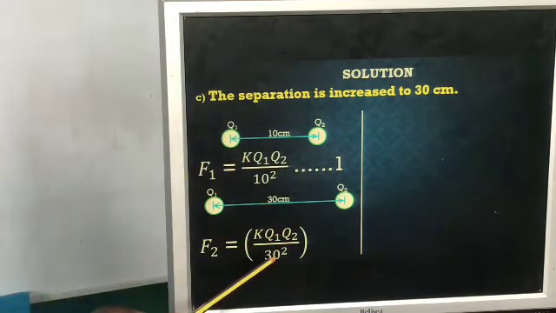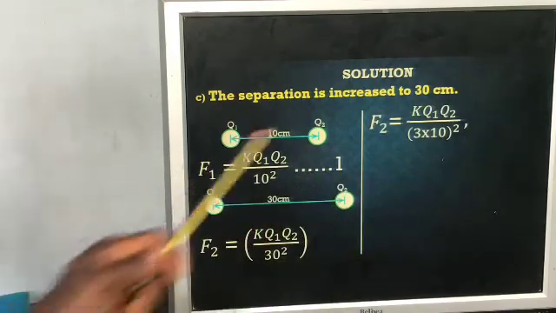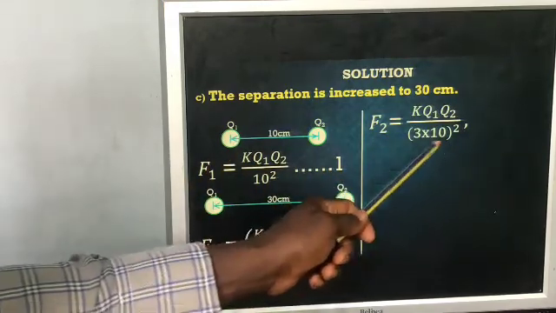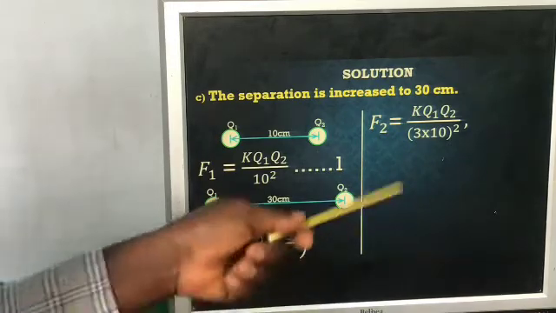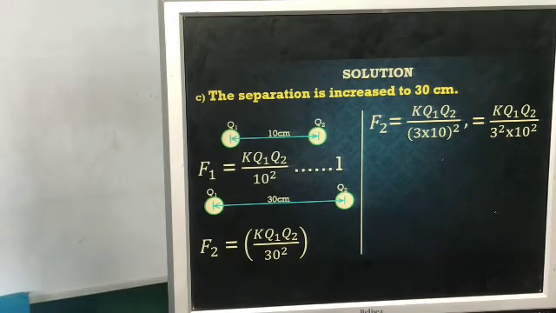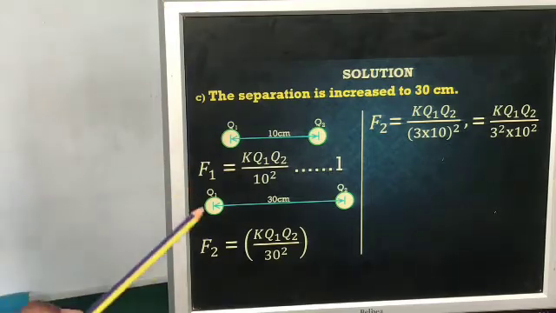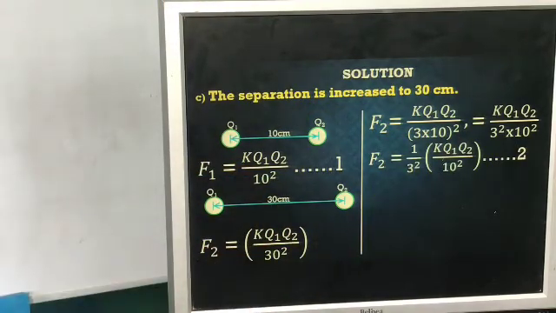Let us not be in a hurry to square the 30. Let me mathematically manipulate this figure a bit. From the principle of indices, 3 times 10 all raised to the power 2 is the same as 30 squared, because 3 times 10 will give us 30. Yes, mathematically it makes sense. So we still apply indices to the down part, and then we get K Q1 Q2 over 3 squared times 10 squared. Then we factorize 1 over 3 squared out. That will give us this equation. Let's call this equation 2.